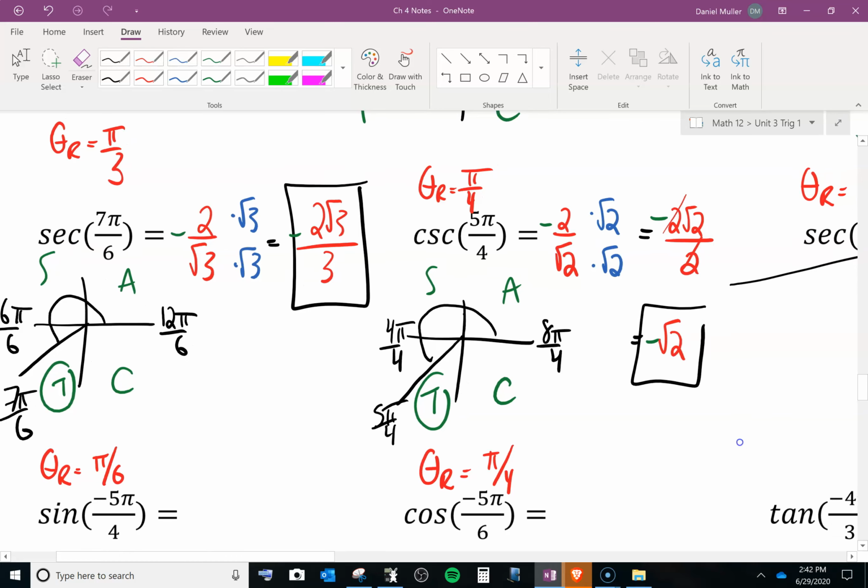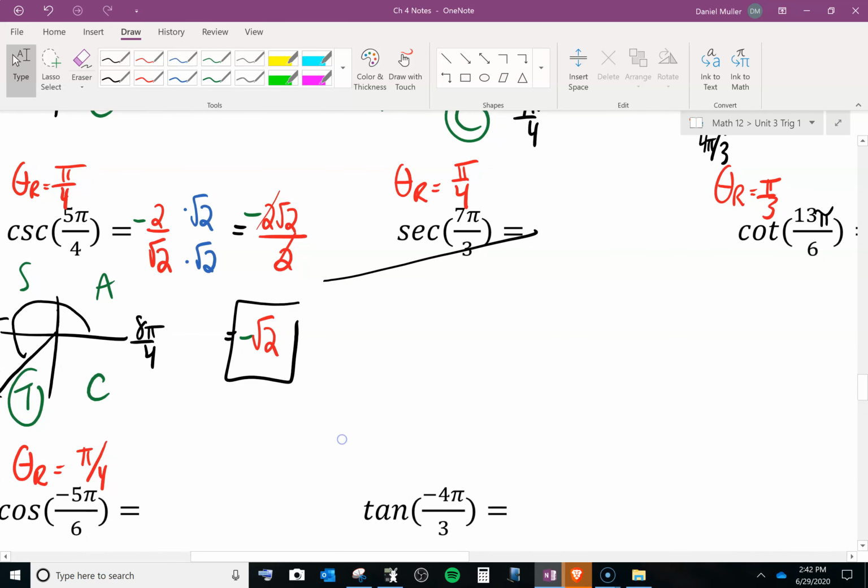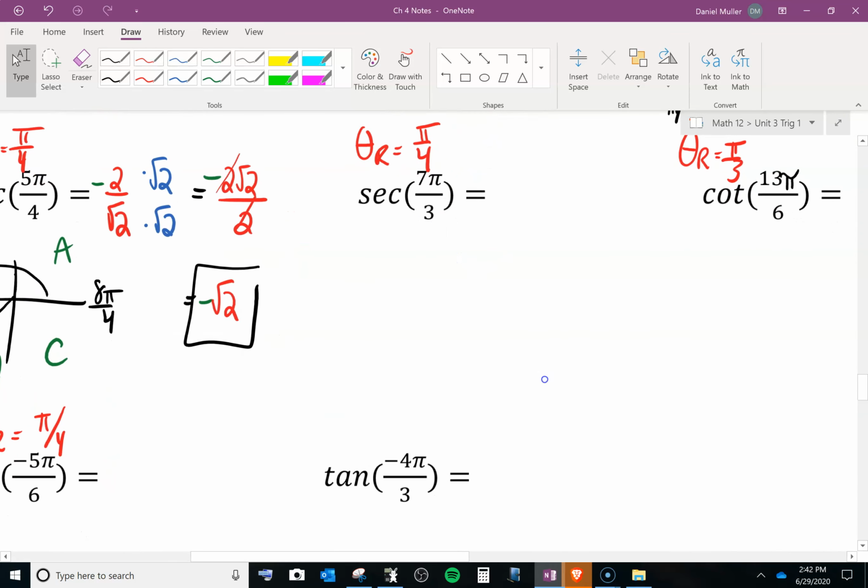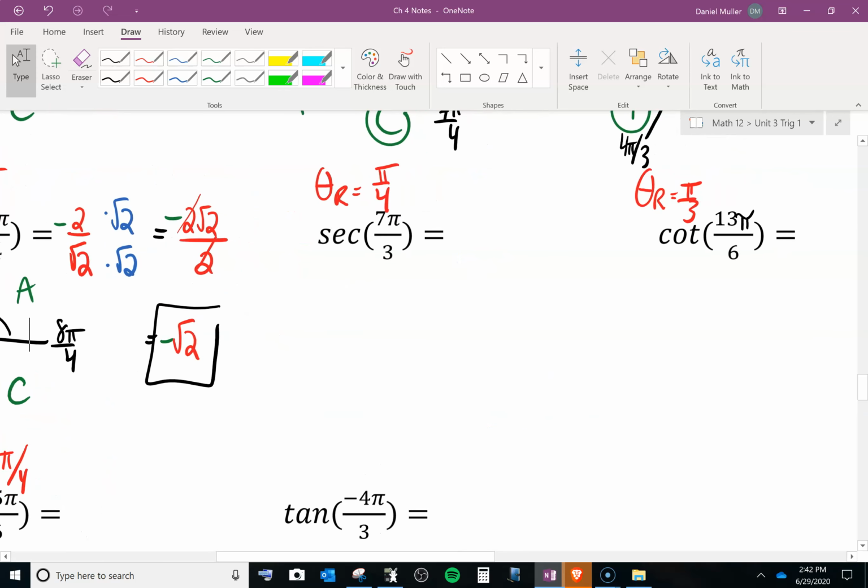Alright, let's keep going here. Ooh, these are the ones I really like, because we are now going past 360 degrees. We're going past 2 pi. I mean, 360 is the same as 2 pi, and in 3's, that's 6 pi over 3. Well, I'm at 7 pi over 3. I'm past 2 pi. So when you graph these things, you're like, so this one's, oh, this is past 360 degrees.